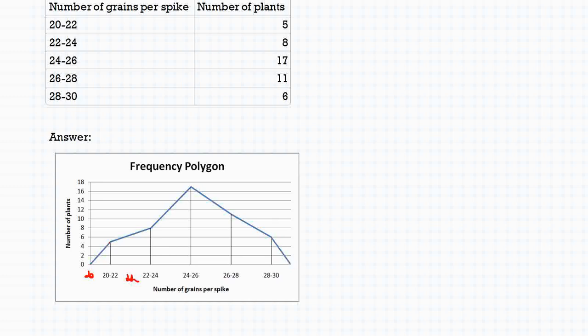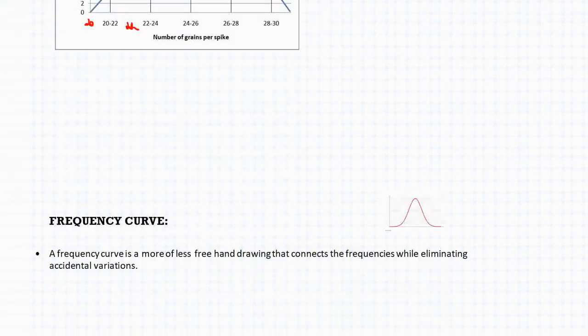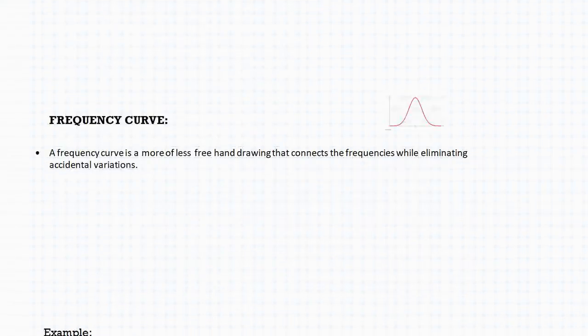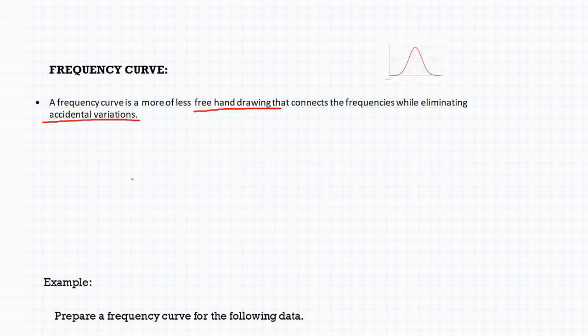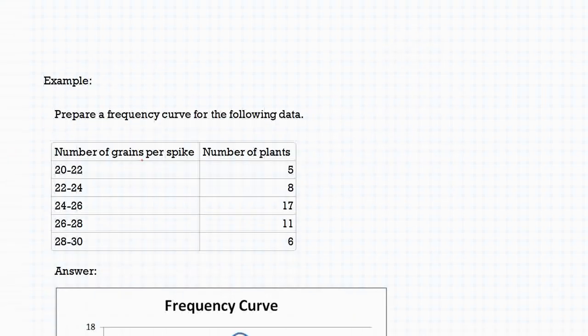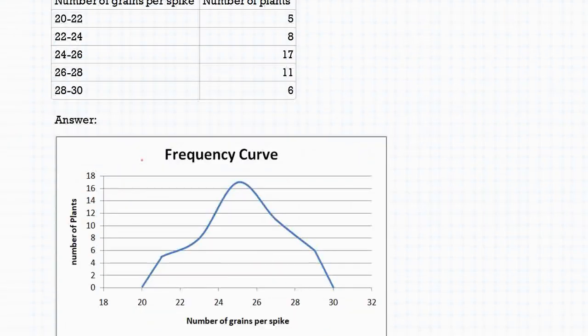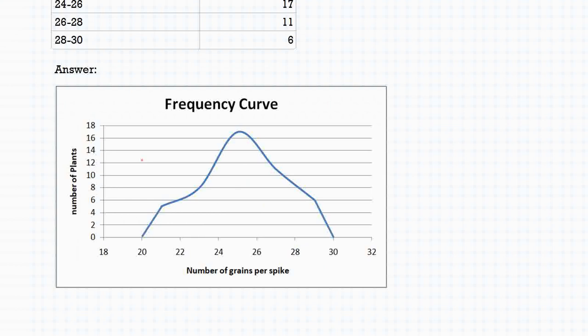Now, let us go ahead to the frequency curve. So a frequency curve is a freehand drawing similar to the frequency polygon. And this helps us to avoid accidental variations. So let us see an example. The same example can be taken here also, but this is the frequency curve. The frequency polygon has straight lines, whereas a frequency curve is hand-drawn.